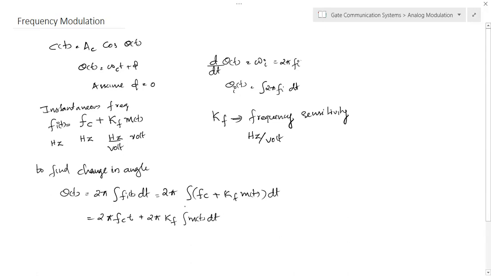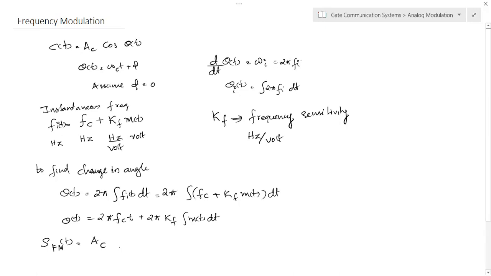Okay. So the angle, total angle variation, you can write theta of t is equal to 2 pi fct plus 2 pi kf into integral of m of t dt. Now we can substitute this theta of t here. So you will get the frequency modulated signal. So now your carrier signal is changed to frequency modulated signal.